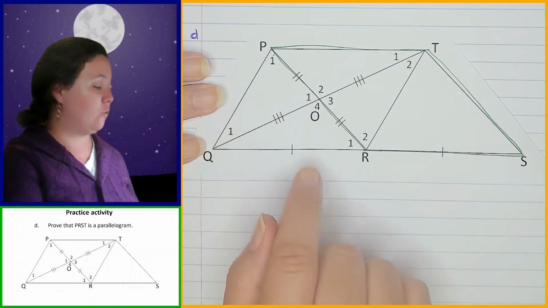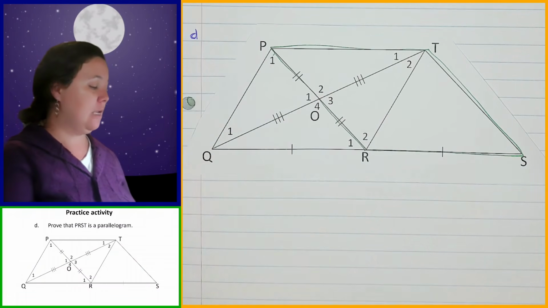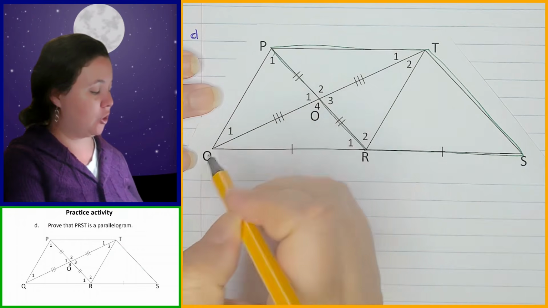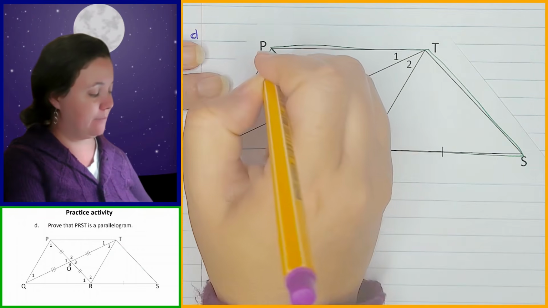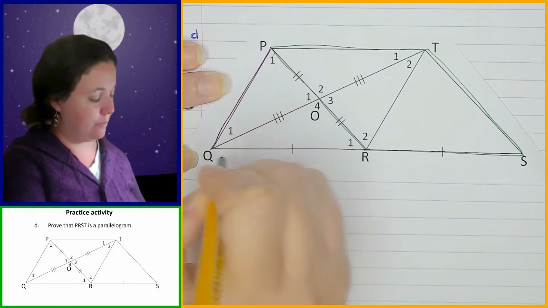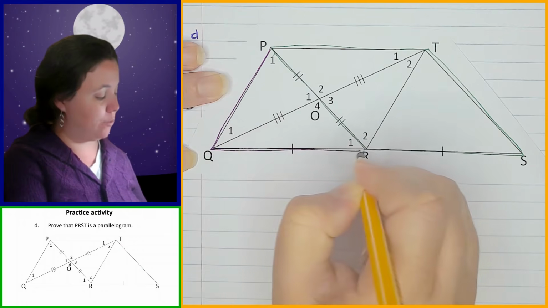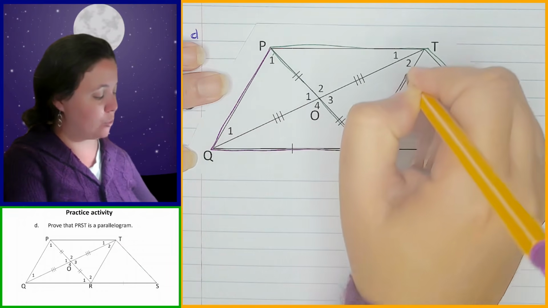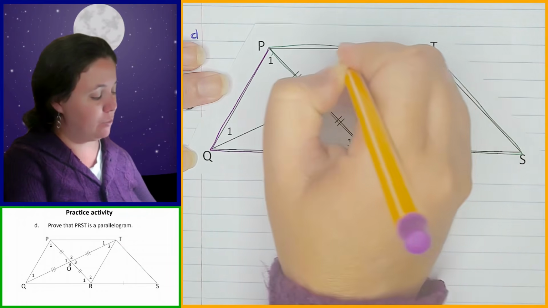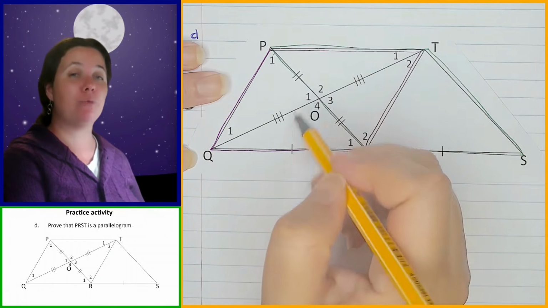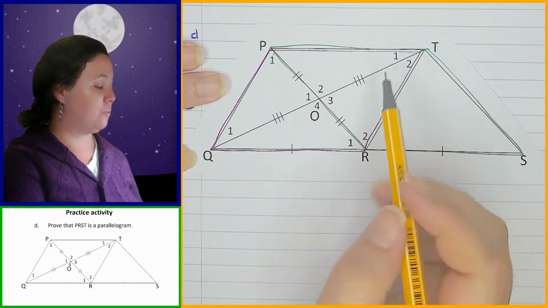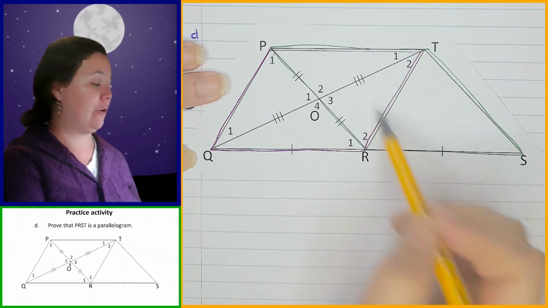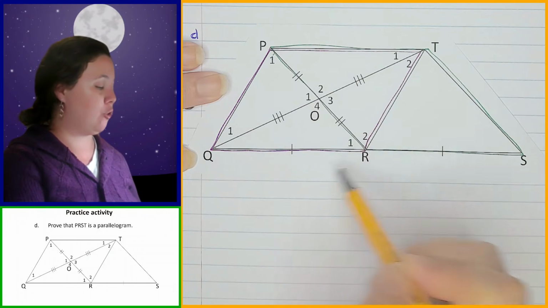So over here I've also got this shape over here, PQRT, which I could possibly prove to be a parallelogram as well. And if I can prove this one is a parallelogram, then its properties can help me to prove that this one is a parallelogram. So let's have a look at what we know about this one.